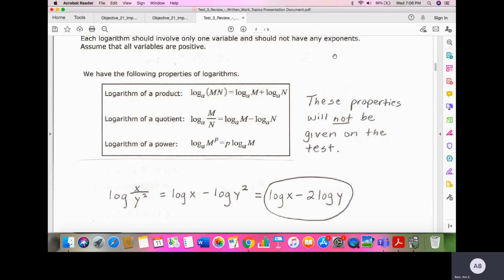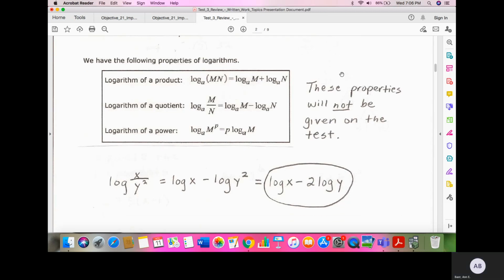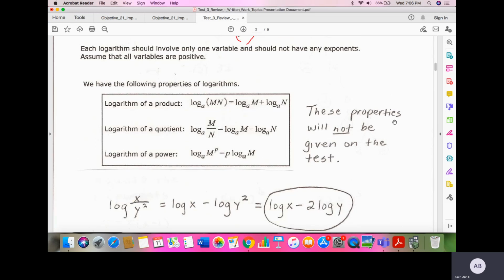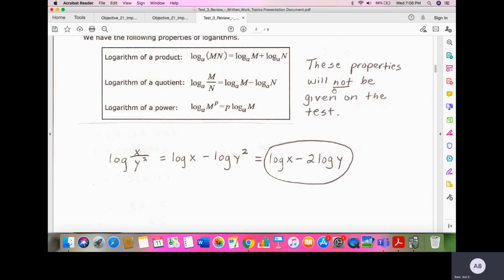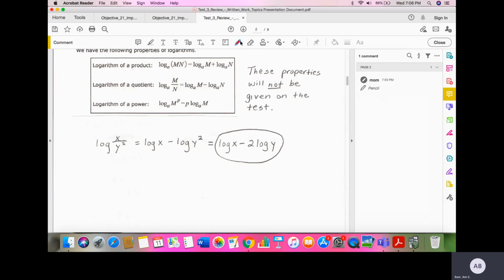Speaking of exponent, every logarithm is an exponent. A log is an exponent. That's what it represents. A special note, these properties will not be given on the test. So what do we need to take a look at here? We want to expand a logarithm. That means write it as more than one logarithm. So here we are looking at log of x divided by y squared. So I'm going to put parentheses around the argument.